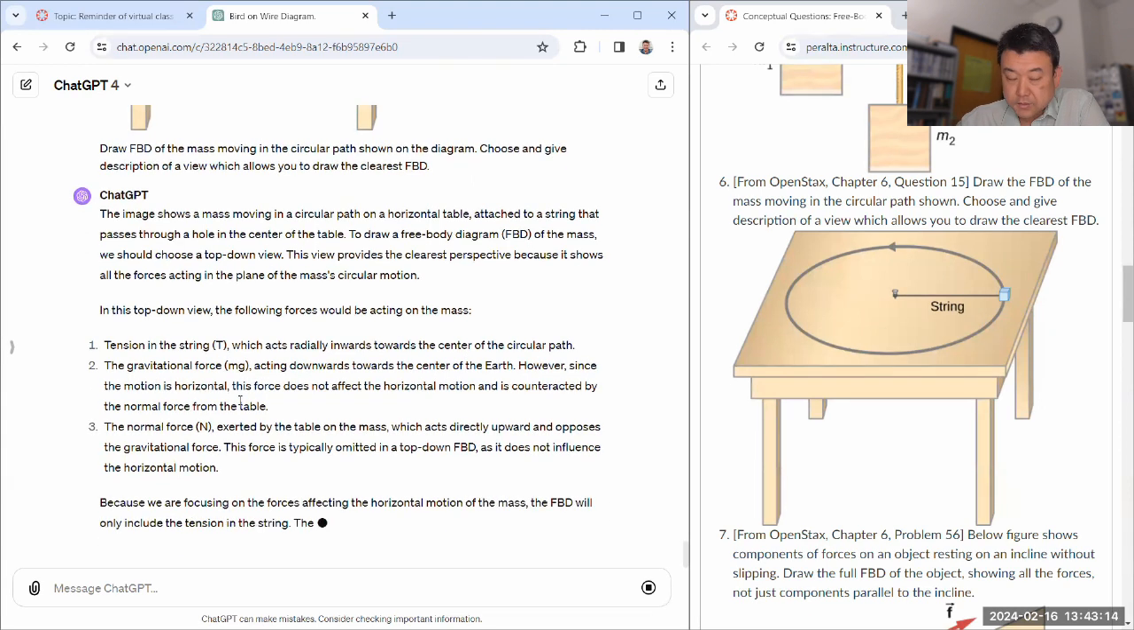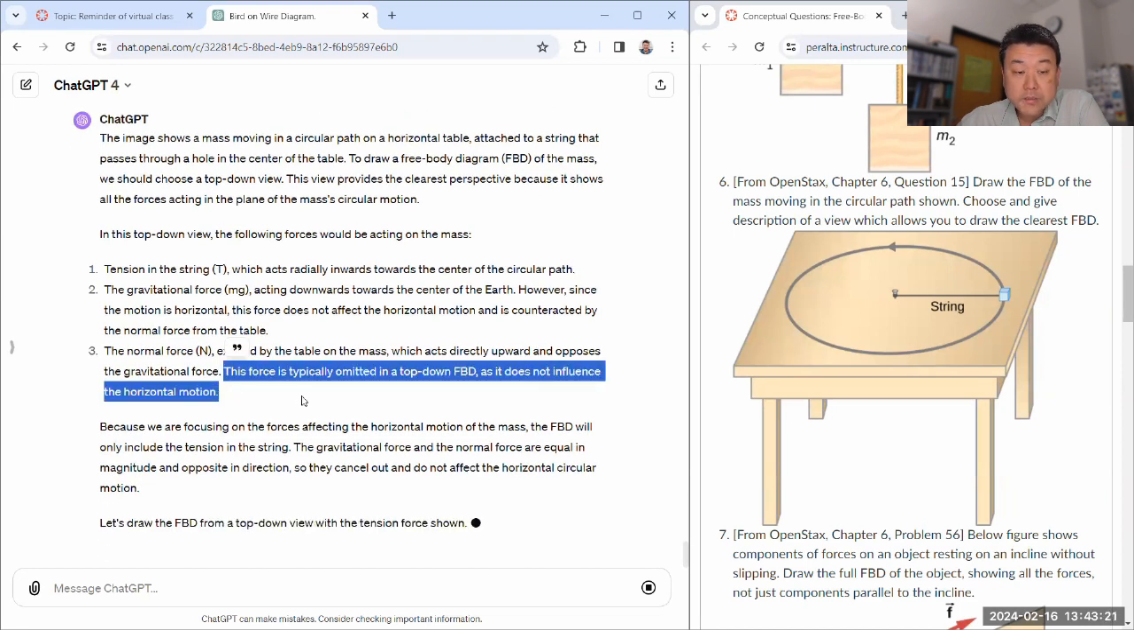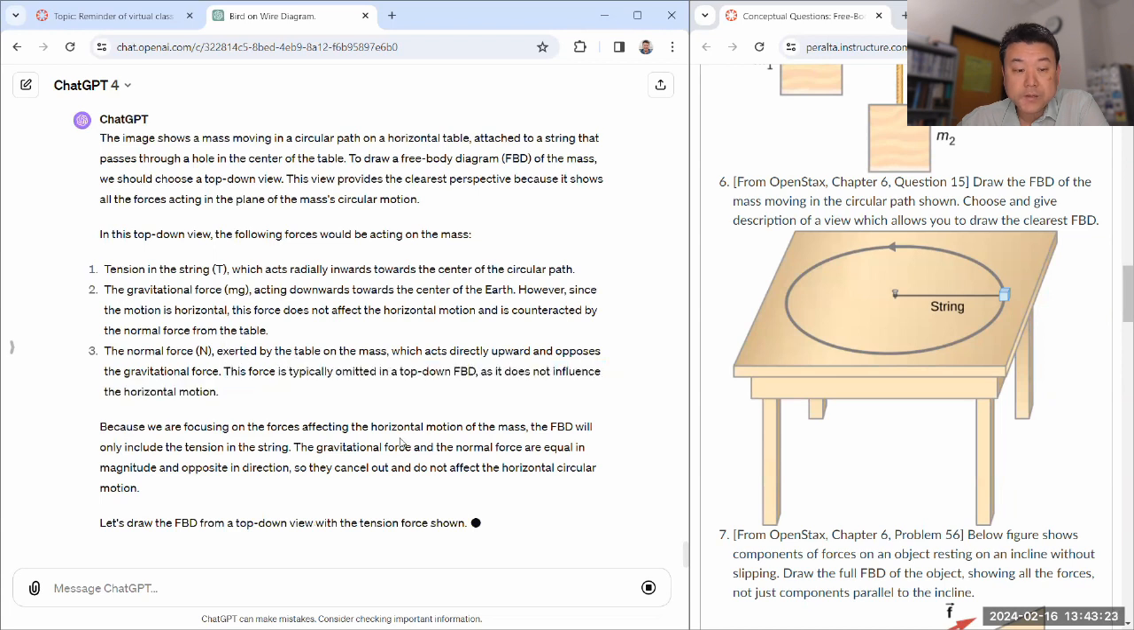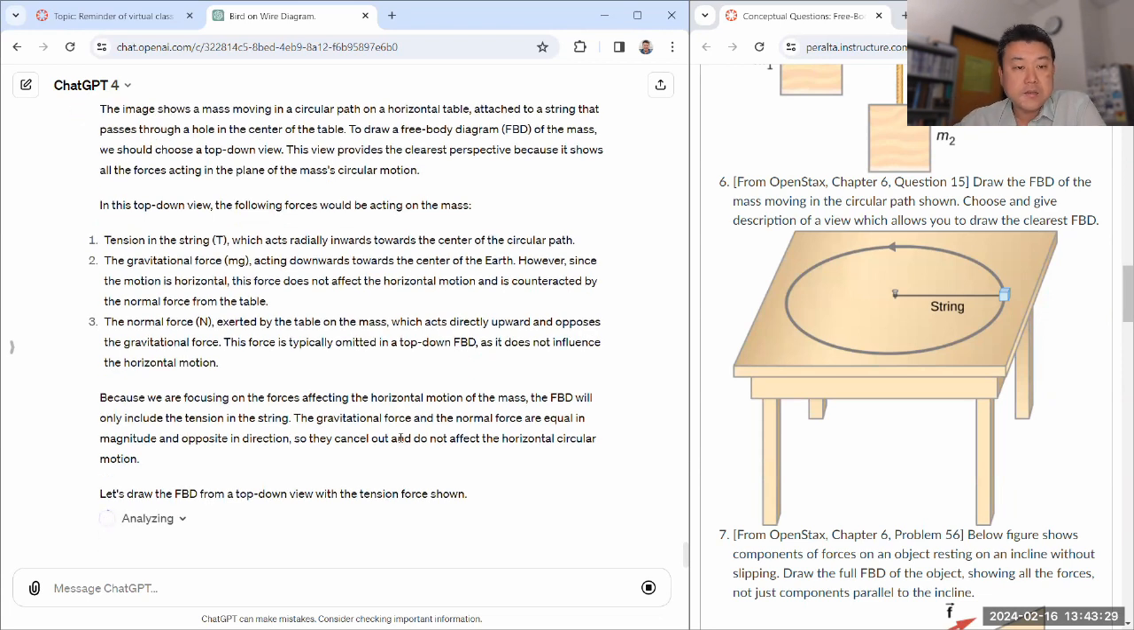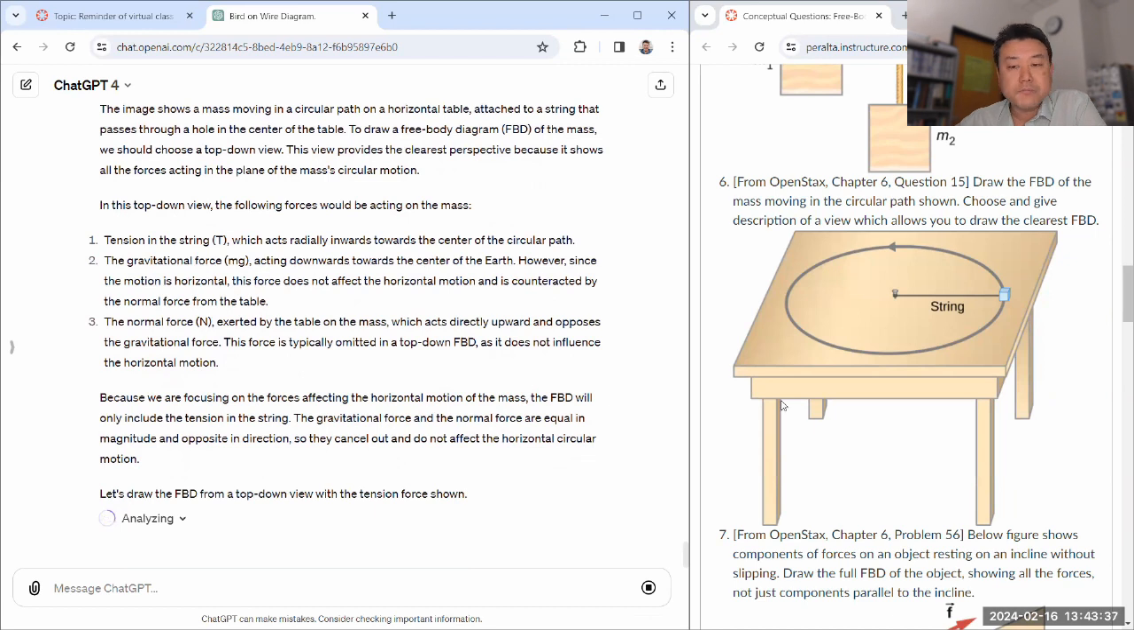Yeah, that's definitely a defensible way to go. Normal force omitted. Wow, that's good. It might actually draw a good free body diagram. So it's basically going to draw a diagram with one force, the tension force, and that should be directed toward the center of the circle. Yeah, this is actually surprisingly good. I'm actually kind of surprised.